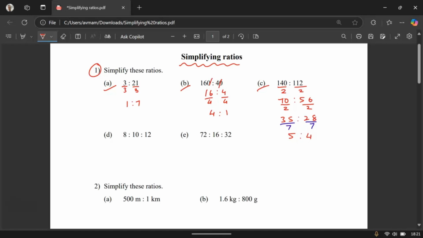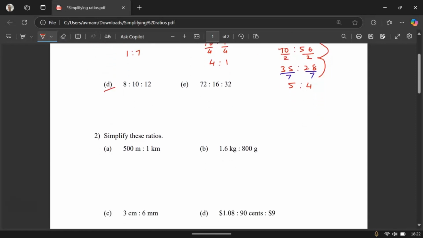Or if you already know the highest common factor, that is 7 times 2 times 2, which is 28. So we could have used 28 straight away, but since we are not using a calculator, you can do it step by step.